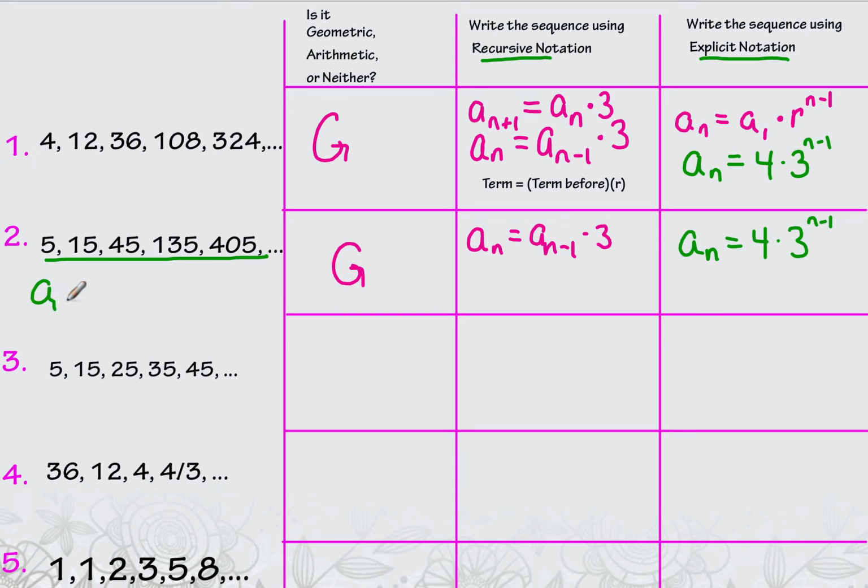To find the 12th term, whoops, and that can't be 4, obviously. That has to be 5, because I started with the 5 in the first spot. So going back here, if I want to find the 12th term, I have to start with my first term. I'm going to keep multiplying it by 3, but I only have to multiply it by 3 11 times to get to the 12th term, right? Makes sense. 5 is the first term, plus 11 more gets me the 12th term.